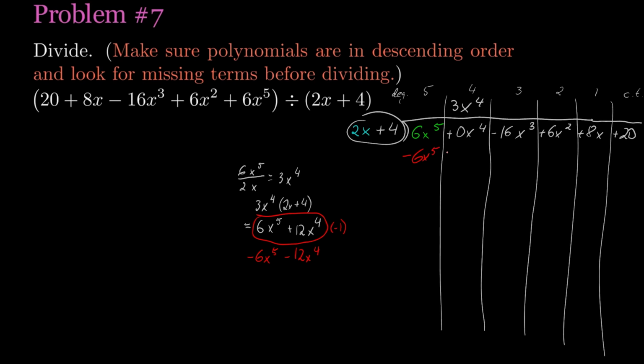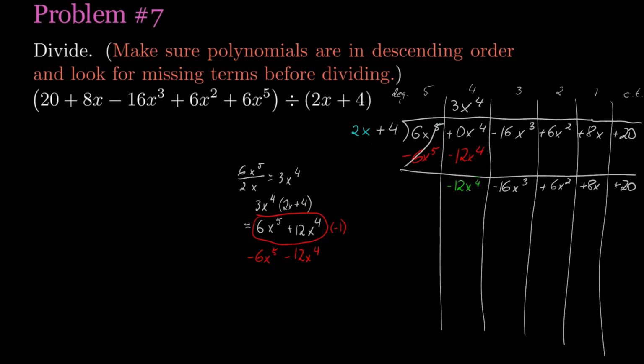And we have to keep track of those columns of proper degrees. Perform the addition. 0 minus 12 is negative 12x to the fourth, and I rewrite everything else down so I don't lose anything in the process. Acknowledge that the degree of this result is 4, which is not less than 1, the degree of the divisor.